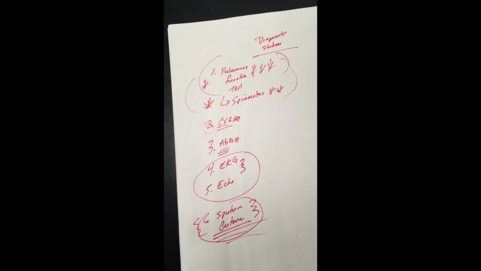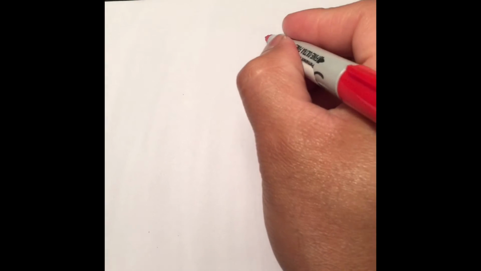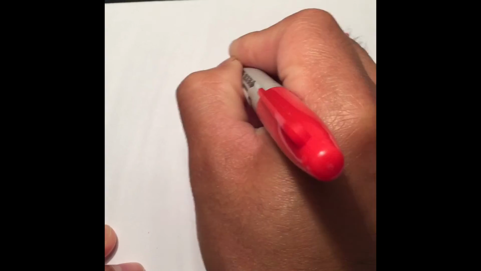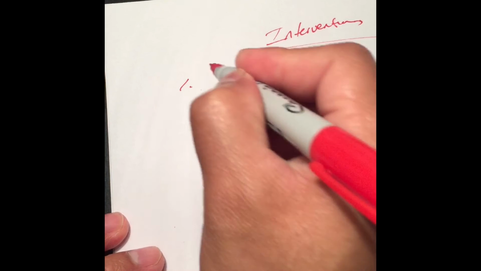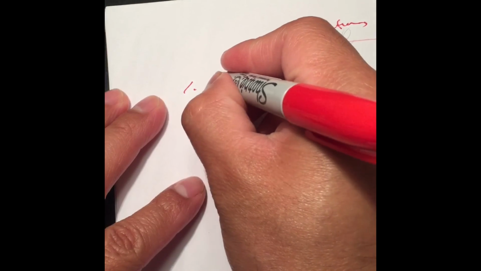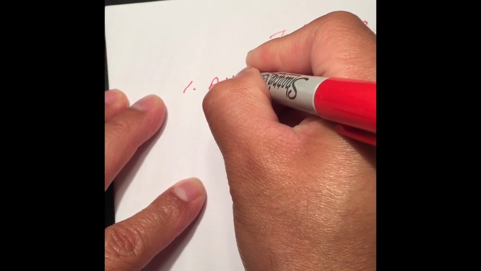Now let's focus on your interventions here. So let's get right into it. Interventions. So what is a nurse going to do with this type of patient? Or what are you going to do more specifically? Number 1, we talked about how you're going to do a sputum culture, because again, that's going to help identify what type of antibiotic therapy you're going to give. So number 1, antibiotic therapy.